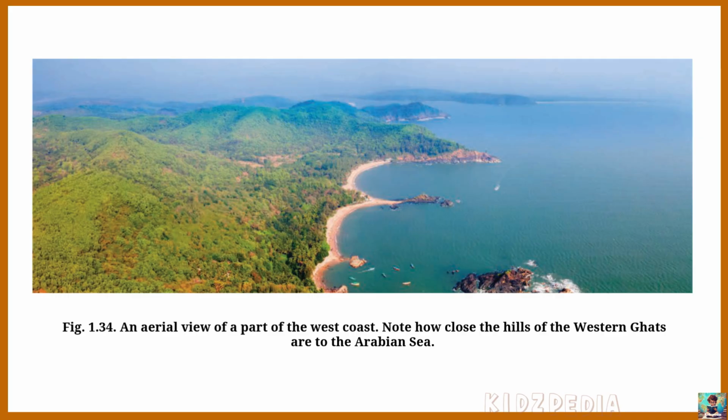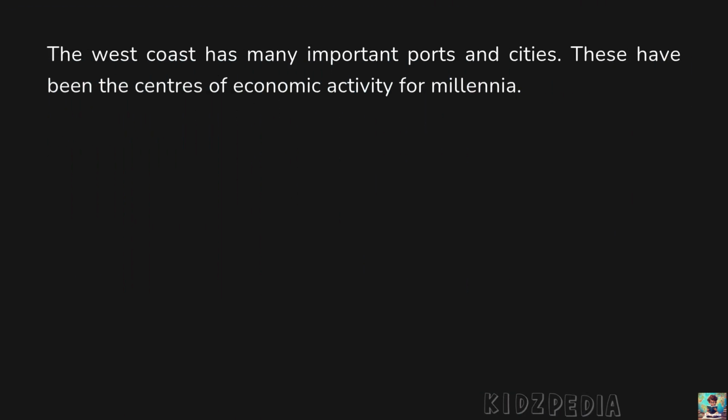So, this is an aerial view of a part of India's west coast. You can see that the hills of the Western Ghats are very close to the Arabian Sea. This is why rivers here are short and fast flowing, and the coast has narrow plains, coves and estuaries. The west coast has many important ports and cities. These have been the centers of economic activity for millennia.